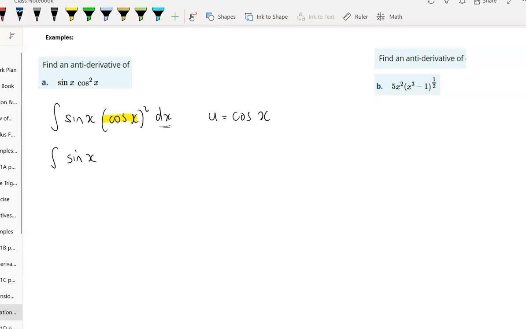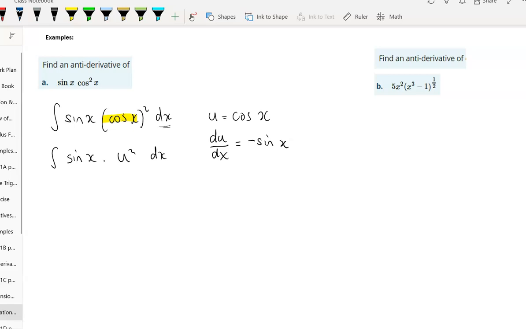if we substitute out cos x for u, we end up having u squared. Now, that's not very good because we can't integrate u with respect to x. So what we need to do is replace the derivative with respect to x with the derivative with respect to u. So I'm just going to do that derivative there. So du dx is equal to minus sine x.